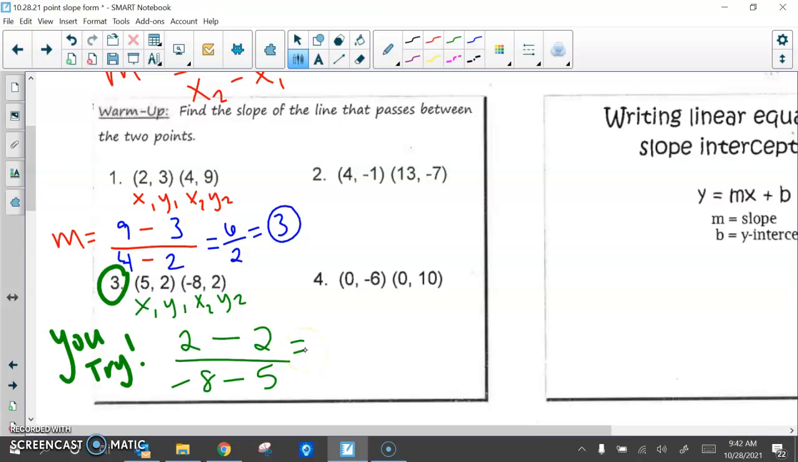Then you're going to do 2 minus 2, which is 0. Negative 8 minus 5 gives you a negative 13. Well, 0 divided by negative 13 gives you a final answer of 0. If you're unsure if it's 0 or undefined, type it into your calculator. When I type this fraction into my calculator, it gives me an output of a 0. If it was undefined, your calculator will tell you, it'll come up with a message saying divide by 0 error.